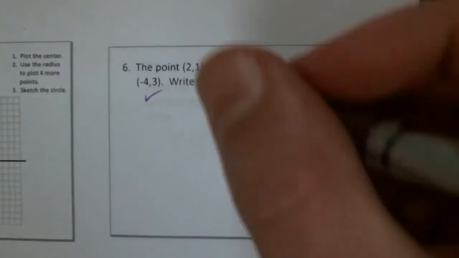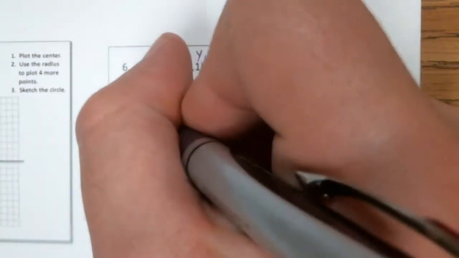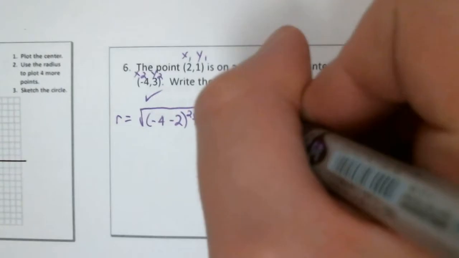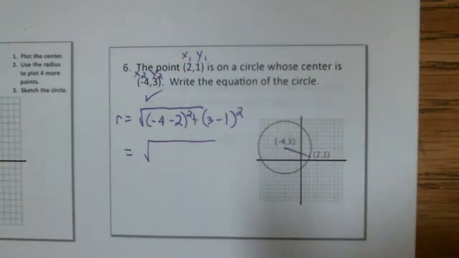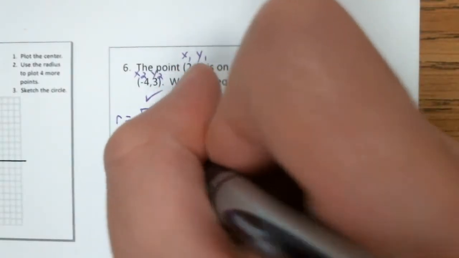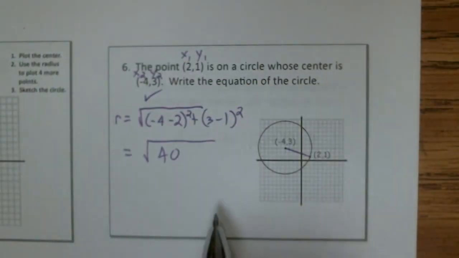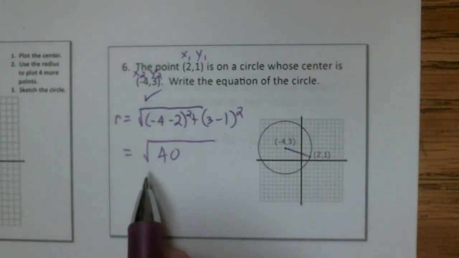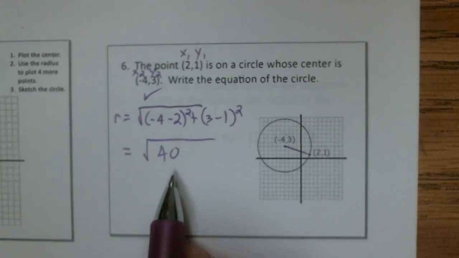How do I get that distance? I'm going to have to use the distance formula. Let these be my x1, y1 and these be my x2, y2. So my radius, or my distance in this case, is equal to the square root of x2 minus x1 squared, plus y2 minus y1 squared. That becomes the square root of 40. I'll just leave it as that, and now I'm ready to write my equation.